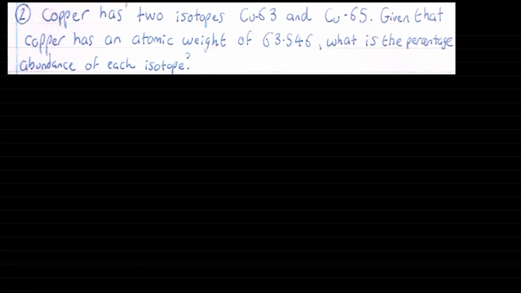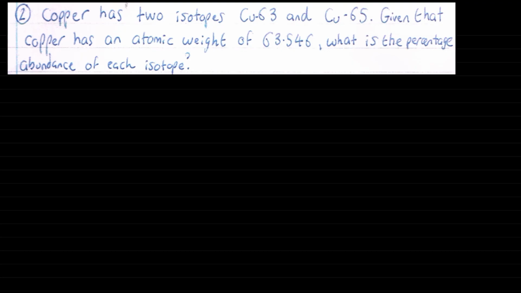All right, let's move on to the next one. Question number 2 says copper has two isotopes, Cu63 and Cu65. Given that copper has an atomic weight of 63.546, what is the percentage abundance of each isotope?